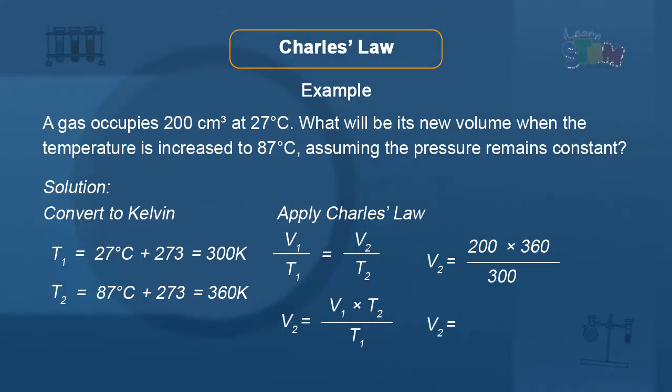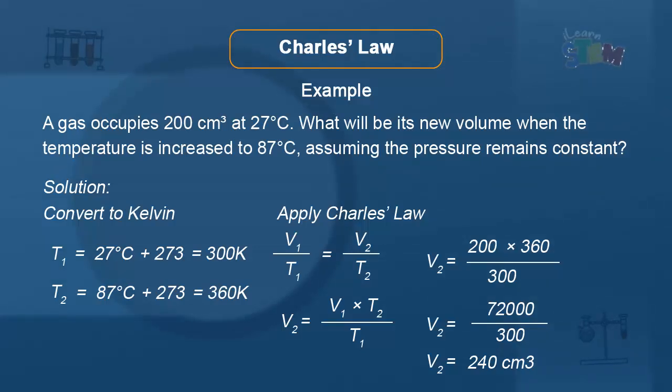First multiply. 200 times 360 equals 72,000. Then divide. 72,000 divided by 300 equals 240. Final answer. The new volume of the gas is 240 cubic centimeters.